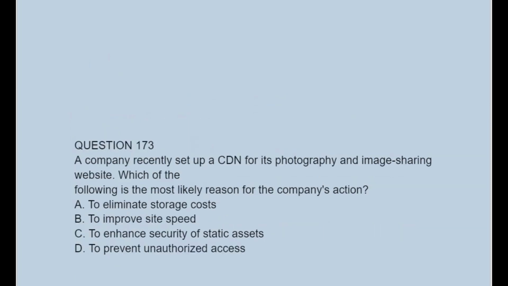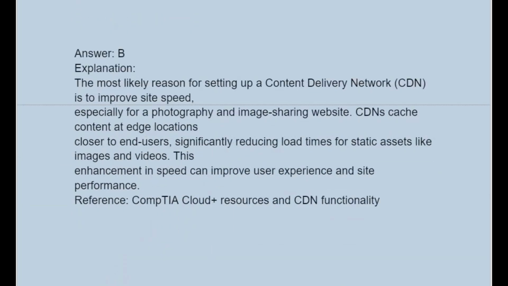Question is, a company recently set up a CDN for its photography and image sharing website. Which of the following is the most likely reason for the company's action? Option A to eliminate storage costs. Option B to improve site speed. Option C to enhance security of static assets. Option D to prevent unauthorized access. Correct answer is option B.